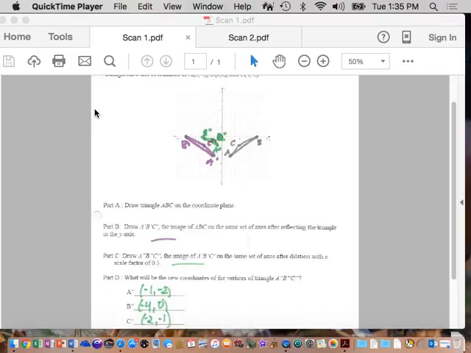Okay, so we get the gray triangle, and then they ask us first to reflect it over the y-axis. The y-axis is the vertical one, so it's count and repeat. 2 more, count and repeat, 8, count and repeat. And the gray triangle becomes the purple triangle.